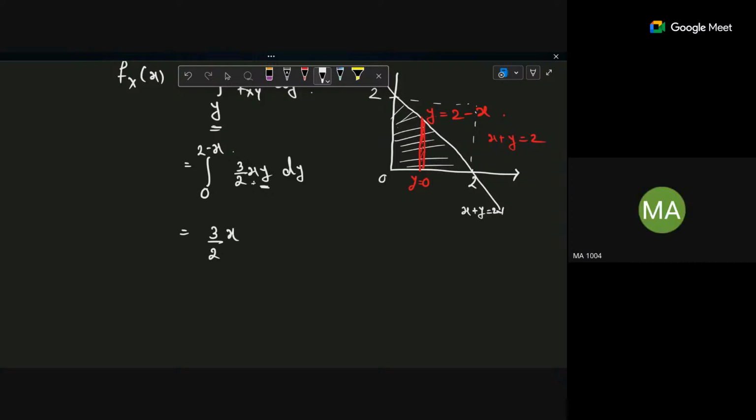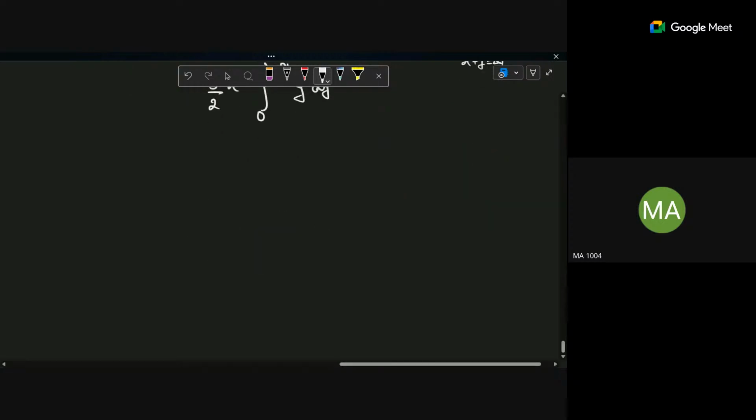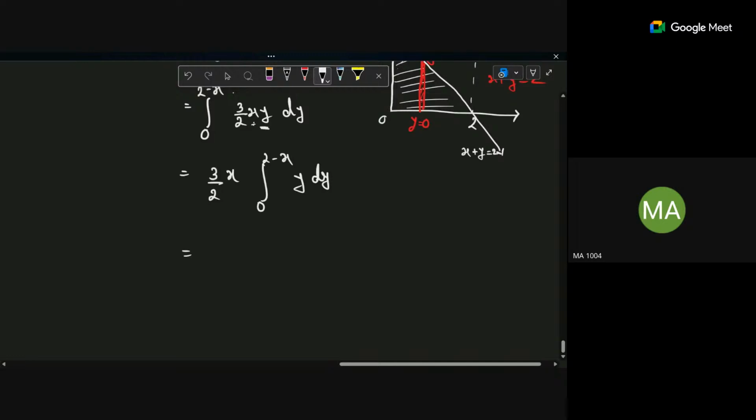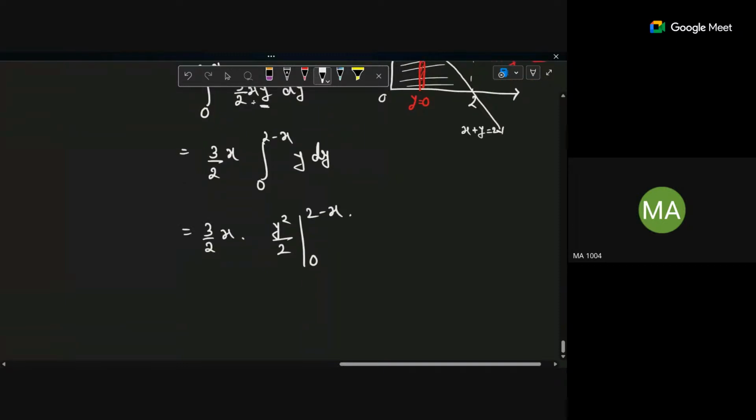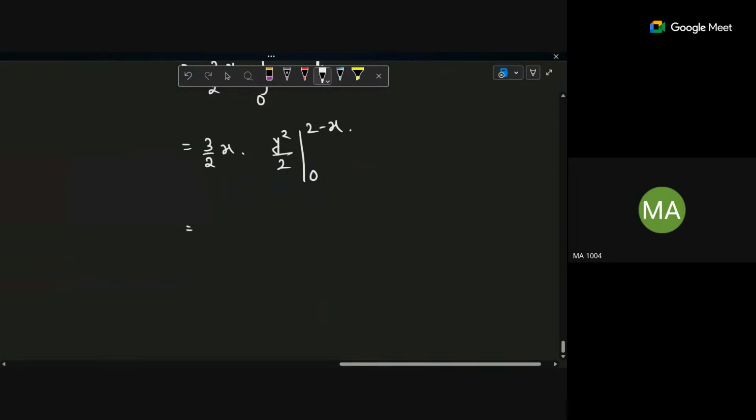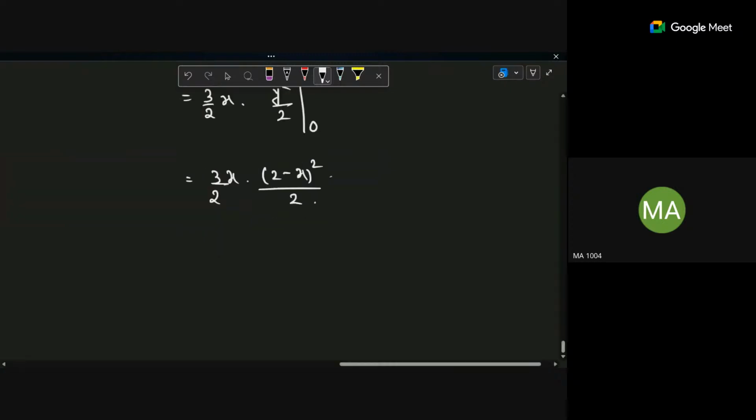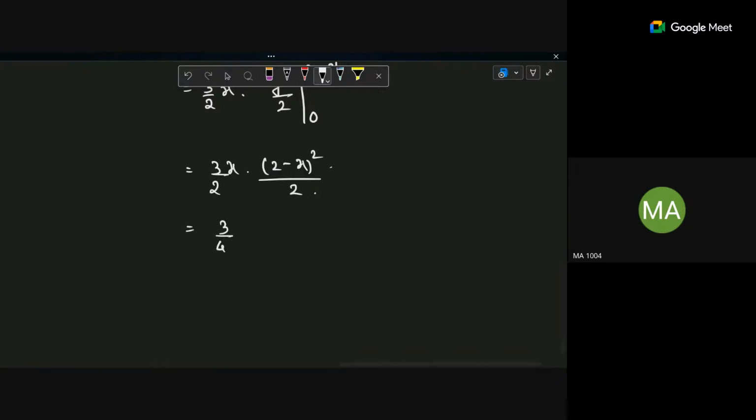Right. So just keep it outside so that we do not confuse it. Y dy. Okay, so now integrate. What will you get? 3 by 2x into y square by 2, and the limits are 0 to 2 minus x. So you get 3 by 2x into 2 minus x whole square divided by 2. So your marginal PDF for x is 3 by 4 x into 2 minus x square. Okay, that is your fx of x.